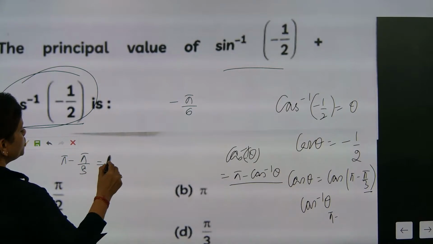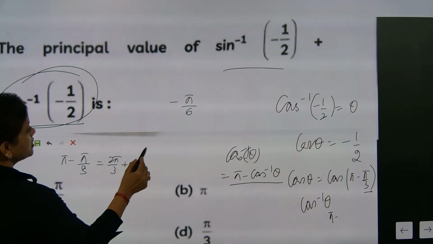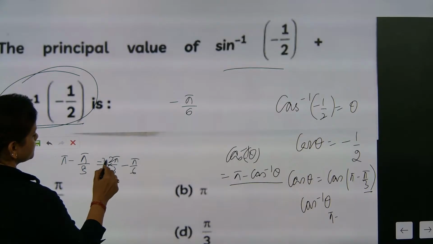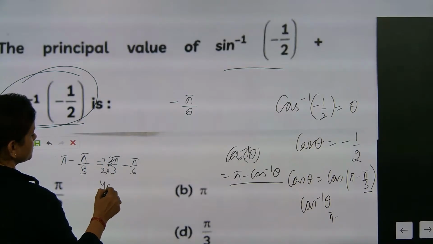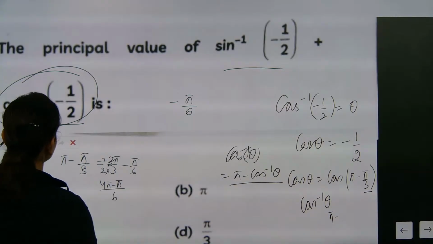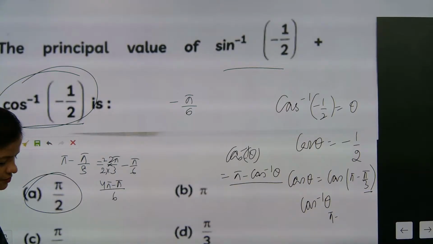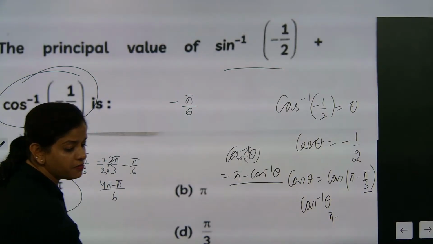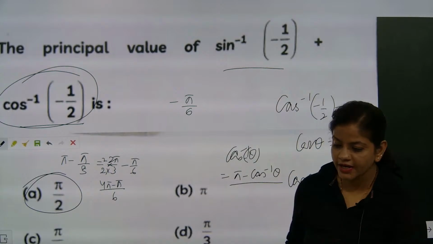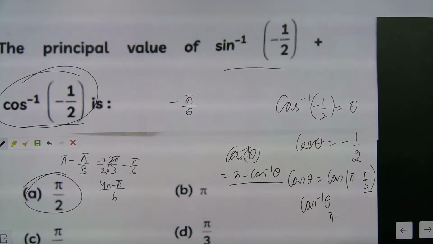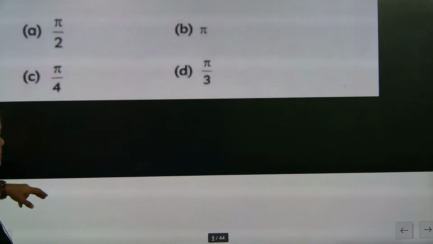So here it will become 2 pi by 3 plus, here it is minus pi by 6. Let's check. 3 pi by 6 means pi by 2 is coming. Like this, we can solve this question. So the answer will be pi by 2. The question is sine inverse of minus 1 by 2, not sine of 1 by 2. So this answer is coming as pi by 2.